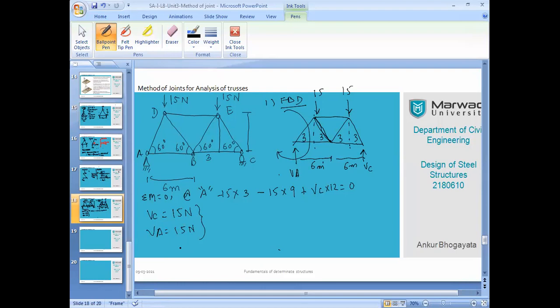So now we are ready to start with our journey of the analysis. We require member force in all the members. Every member force we require. So always remember that you should start your analysis at the... let me show you what I'm trying to tell you. Here, you can start with any joint. You are free at your end. There is no rule. I can start at joint B also.